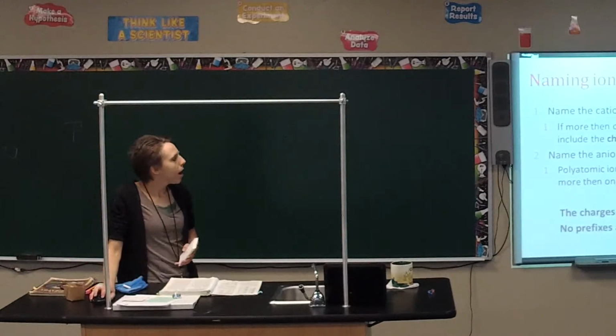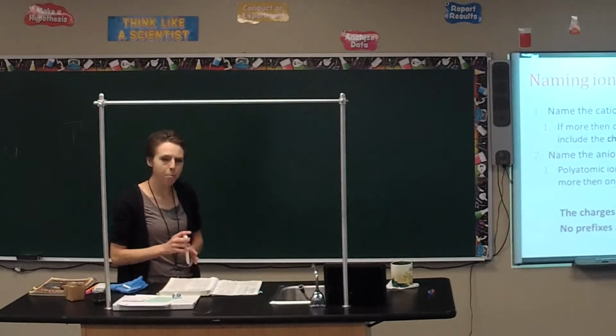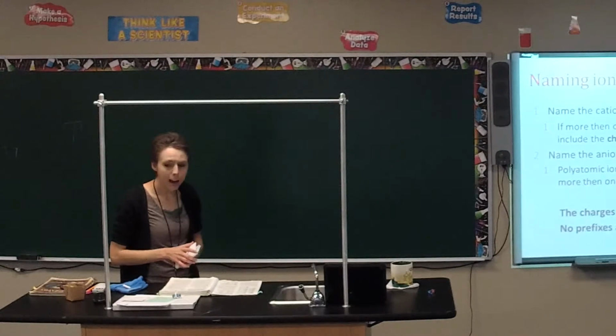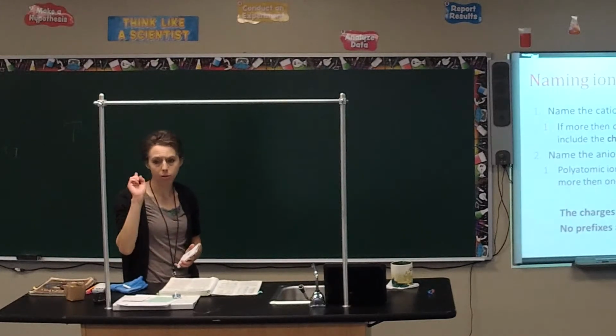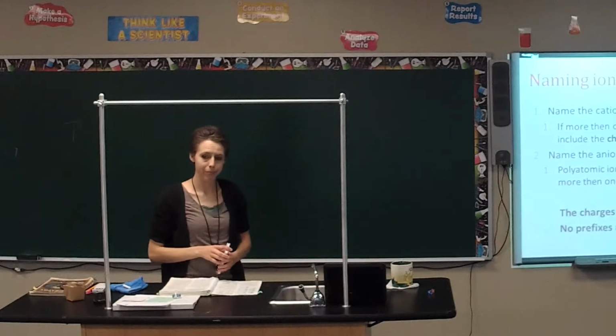Positive. Yep, it has that positive 1. So if more than one version of the cation exists, then you include the charge of the cation. How many of the cations on that table have more than one type of charge, though? We already talked about this on Friday of last week. All of them? No. I don't know.